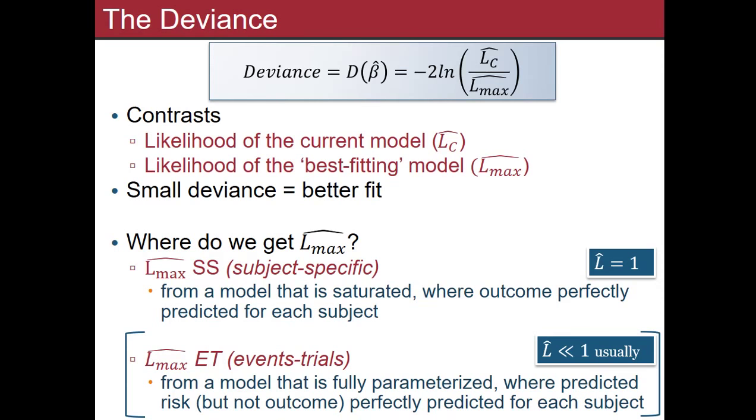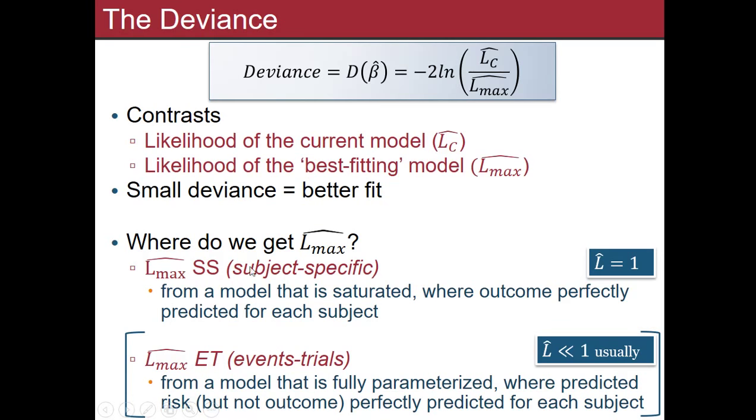The other option is the events trials-based likelihood, which is basically a model from a fully parameterized model, and we'll talk about what we mean by that. But it basically has every covariate and all of its interaction terms. It's a little different. I'll explain why we're going to use that. So it's a different thing, and we're going to talk a bit about what this likelihood is.